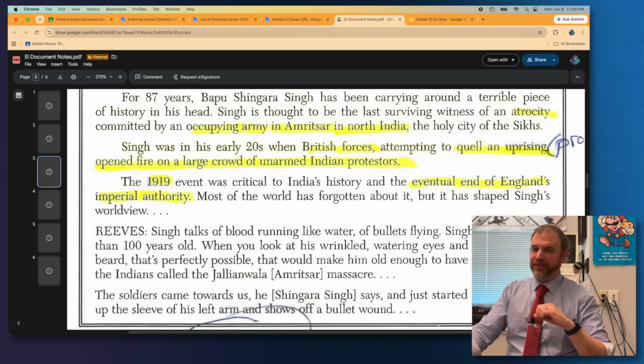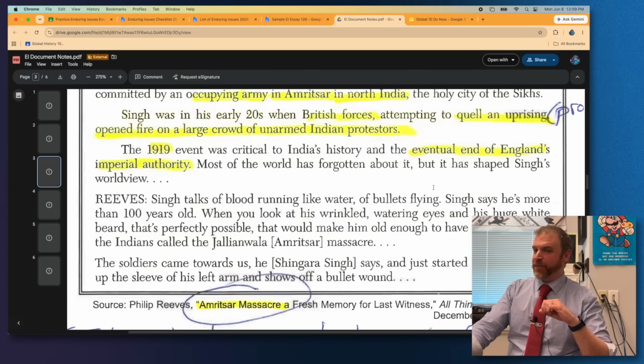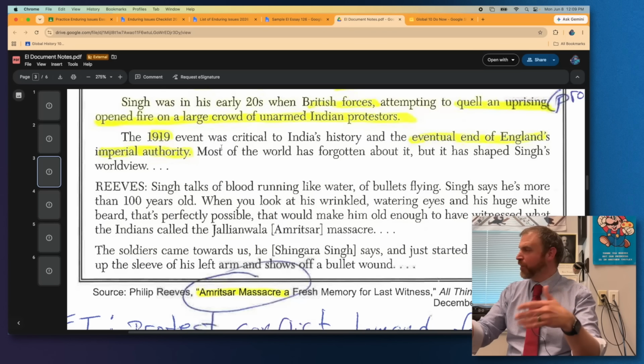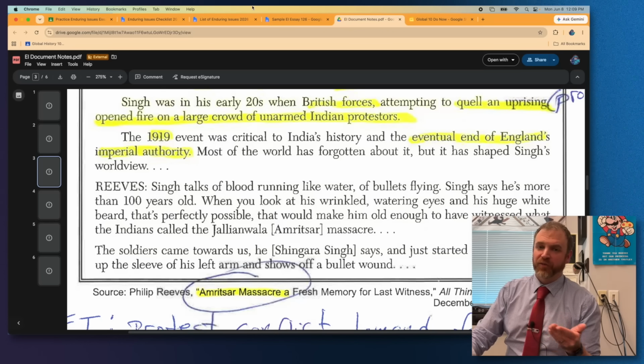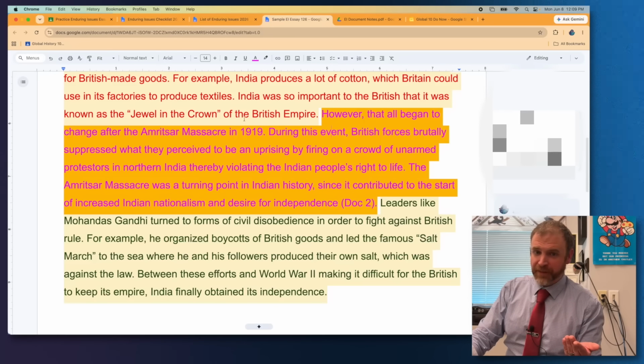When did it happen? 1919. What happened? The British shot a bunch of peaceful, unarmed Indian protesters. Why is this a big deal? Because it led eventually to the end of imperialism, British imperial authority, British imperialism in India. So I just put those things into complete sentences in my paragraph.